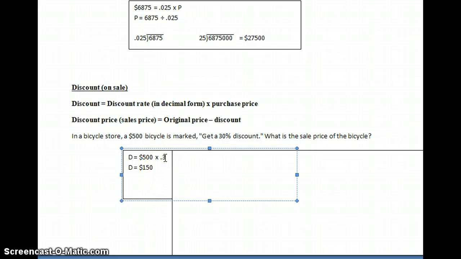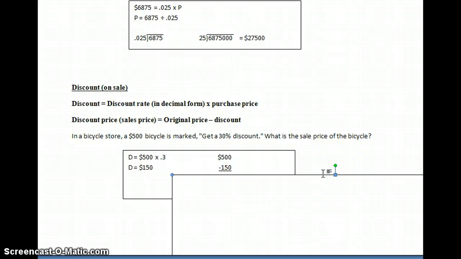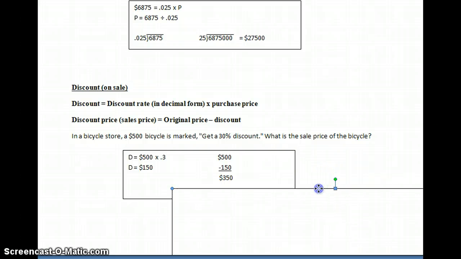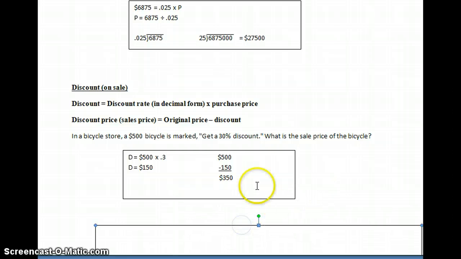0.3. Now, if I multiplied by 0.30, I'm still going to get the same answer. So either way, it'll work. So I get $150. That's my discount. Now I take my 150 and subtract it from 500, and I get 350. So the amount I will pay for that bicycle is $350.